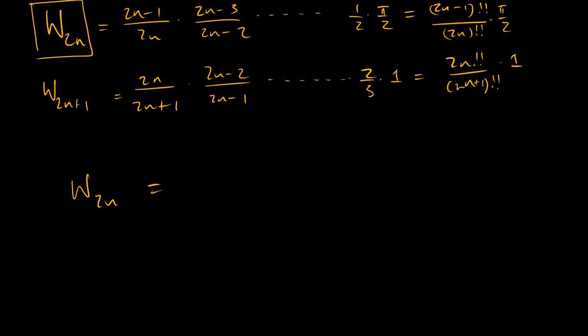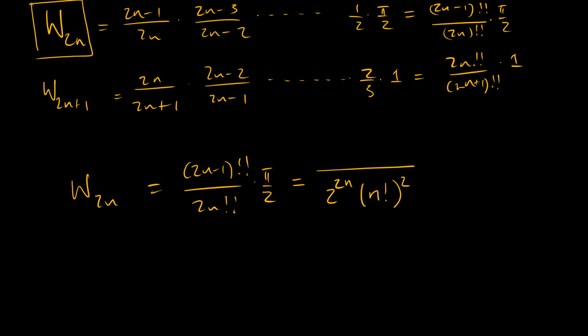Okay, so we are really interested in this first one for our problem. We could simplify it a little bit more, because we could pull the 2 out here, and then we have n factorial squared, so that we do have 2n factorial times pi over 2.